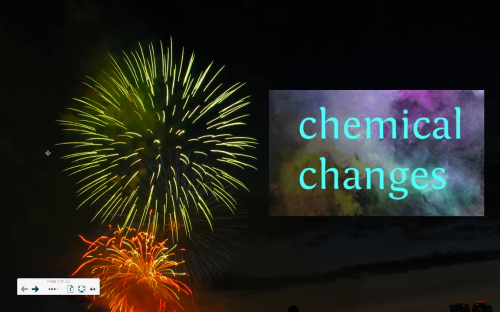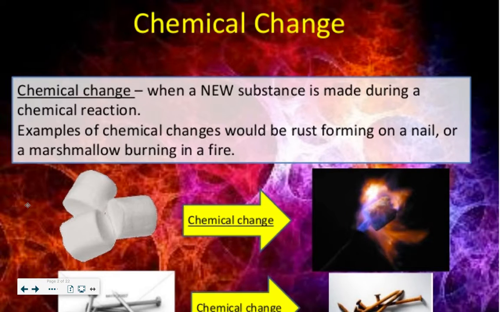Lecture on chemical changes. Please write down the definition. A chemical change is when a new substance is made during a chemical reaction. You'll also need some examples. You can write down a marshmallow burning in a fire or nails rusting.